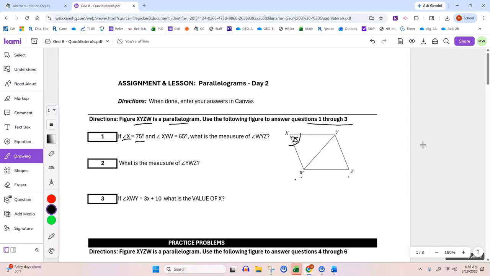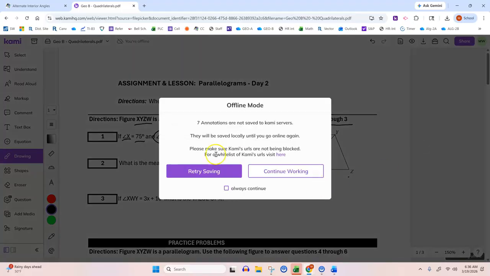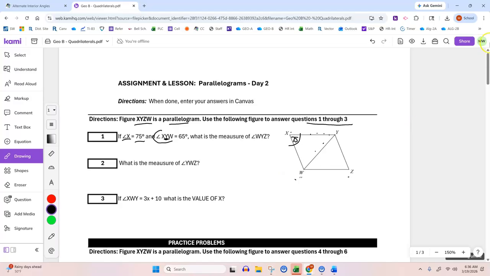And then it says angle XYW. Remember, the vertex is at Y, but we start at X over here, Y, and then W is this way, right? So that's going to be this angle right here, okay? And they say that that's 65, so I'm going to put 65 right here. And then they're asking what is the measure of WYZ. So they're asking what is this one right here?